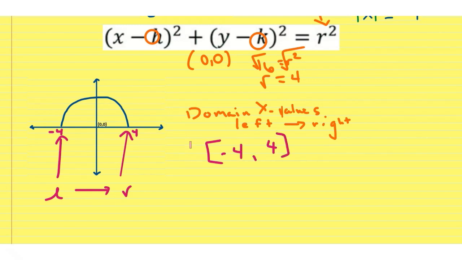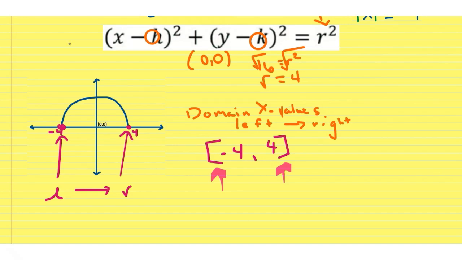And we do put these brackets, or sometimes I call them hard boxes, because the graph does actually touch those points. So it is actually equal to the negative 4 and the 4. So that would be the domain of that function.